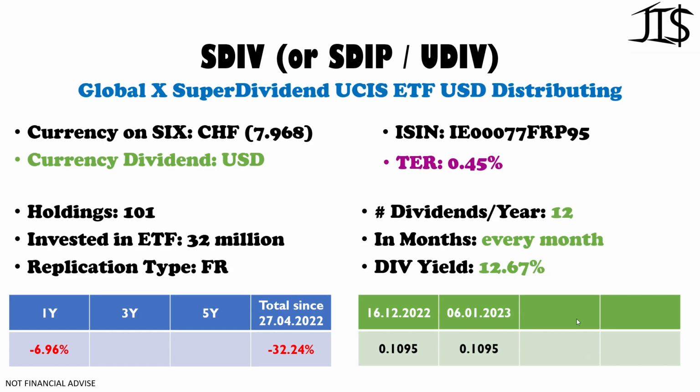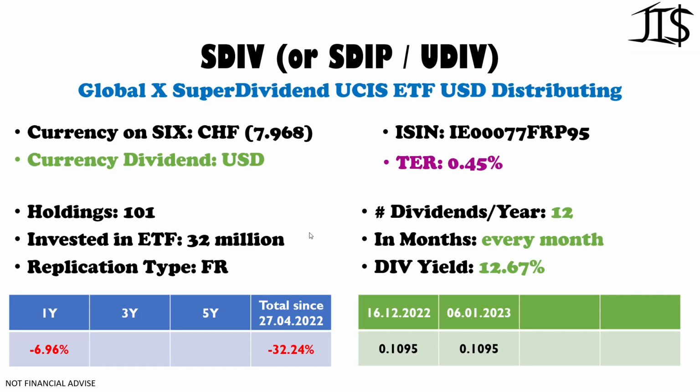You can see that it's 0.09, 0.09 in the other ones. I didn't put all 12 of them here, of course. But when you look at the distribution compared to the price, you see from where the high dividend comes.